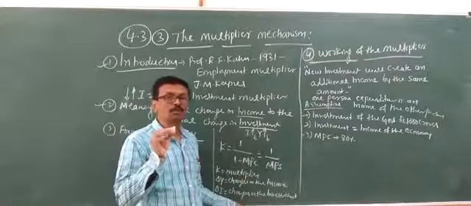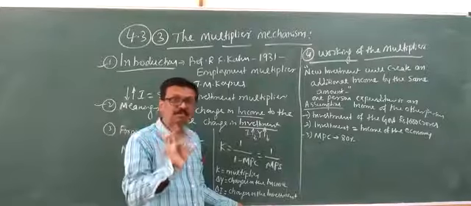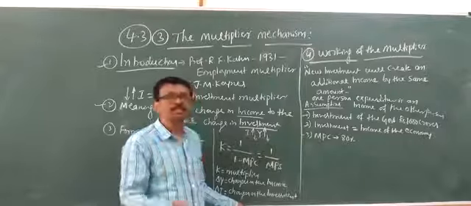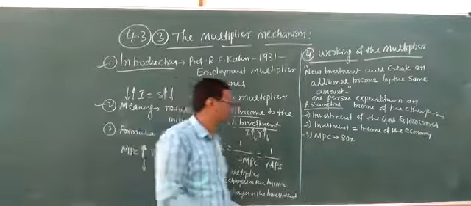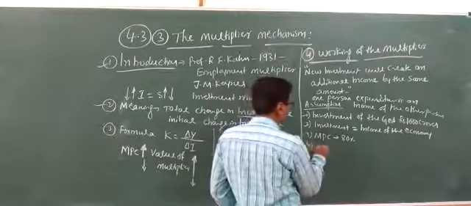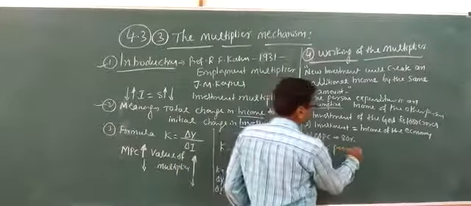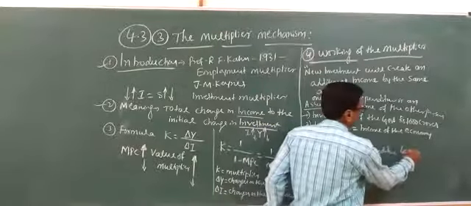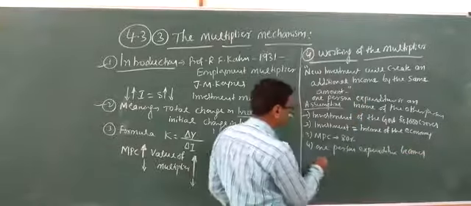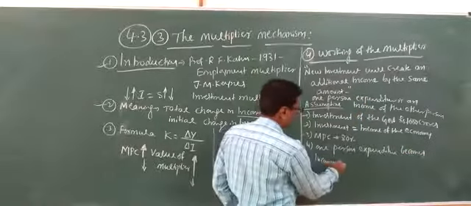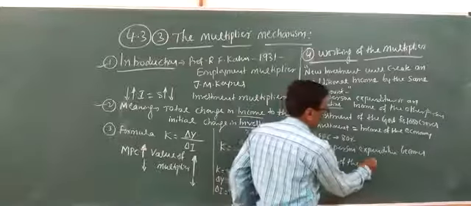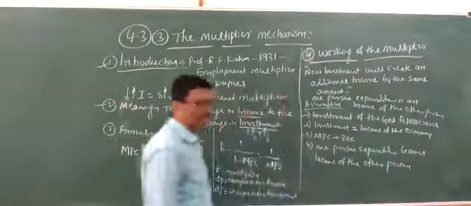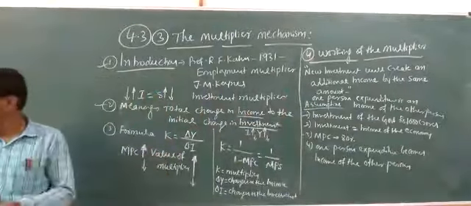Marginal propensity to consume means change in consumption expenditure with the unit of income changes, 80%. Then the fourth one: one person's expenditure becomes income of the other person, in the same proportion. So these are the assumptions we have to learn.